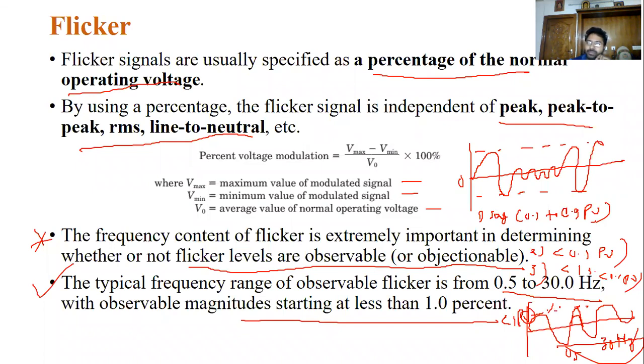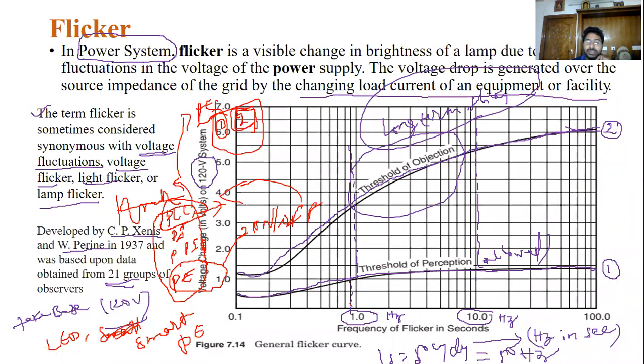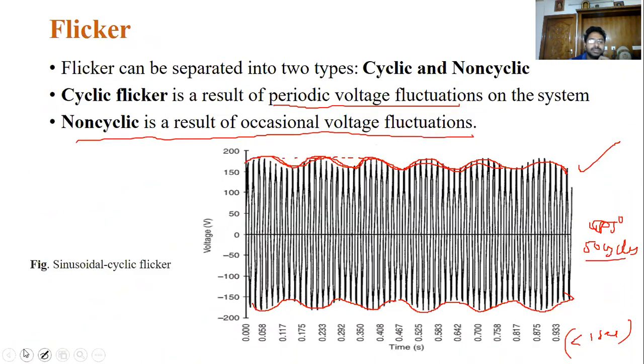Now, what is the difference between the interruption and these voltage flicker cases? Remember the time. The time is the difference. At the same time, how many cycles will be present? 0.5 to 30 hertz range. Now see this range. 0.5 to 30 hertz range. This is the accepted range.